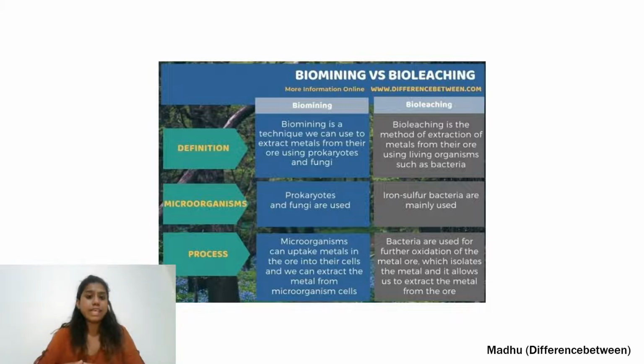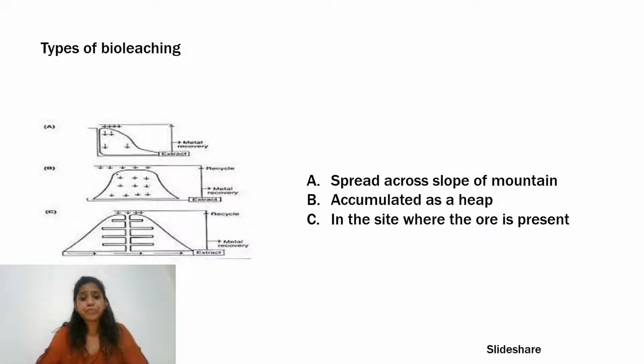into its cell, and the processing happens inside the cell of the microorganism, and whatever gets precipitated is the metal of interest. However, in the case of bioleaching, it is mainly an oxidation process. The oxidation happens outside the microorganism cell, but it has enzymes that can oxidize the metal in the ore, and after oxidation, the metal can be extracted out from the ore.